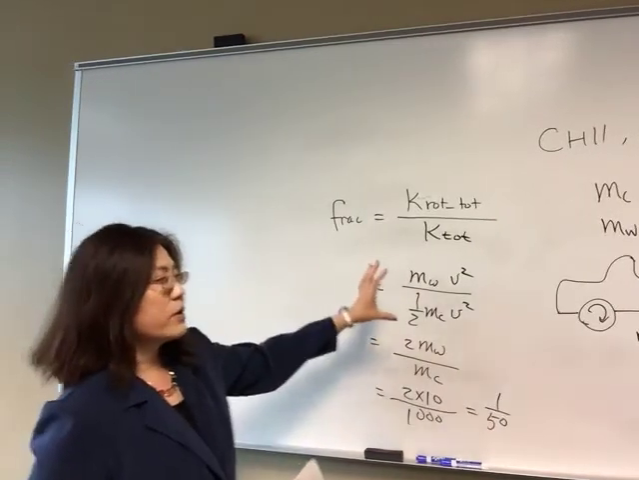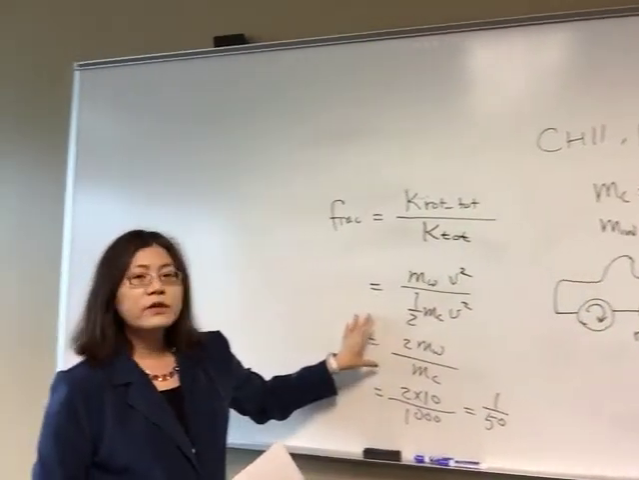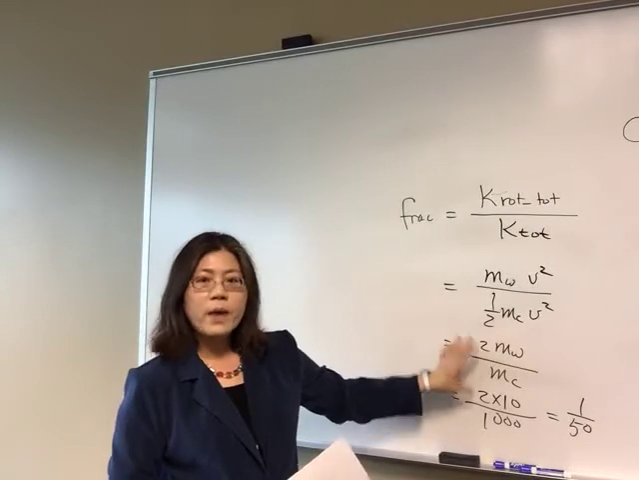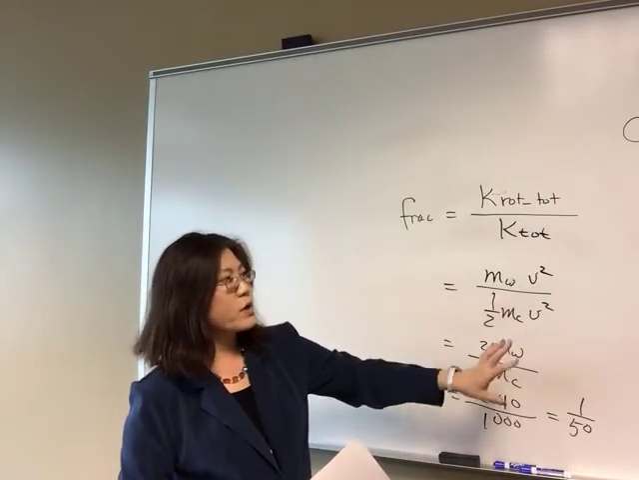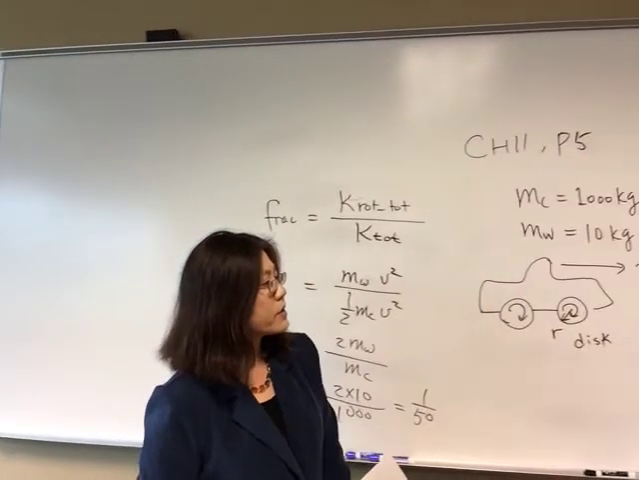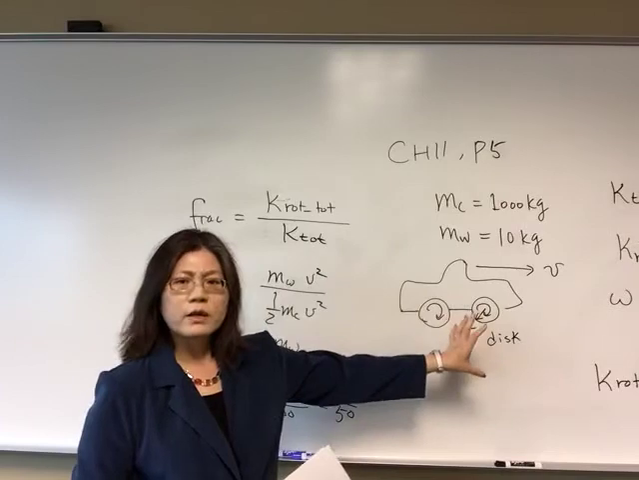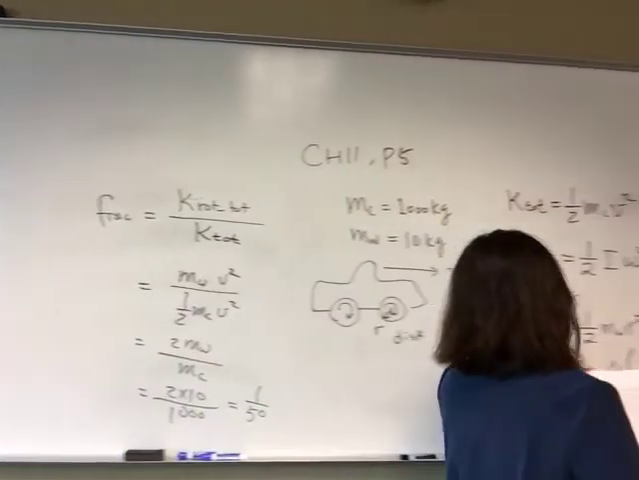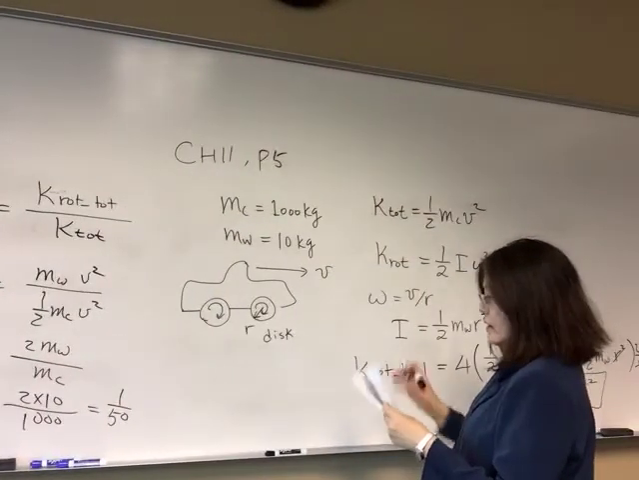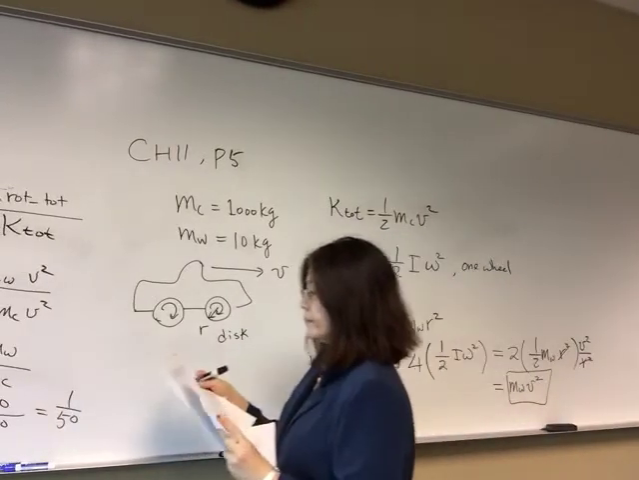So you can see that when this car is moving, the only thing that matters is the ratio of the masses. And it doesn't really matter how fast it goes, how fast it travels, and also the radius of the tires. Okay, so that's problem 5. And the next one we want to do is problem 7.